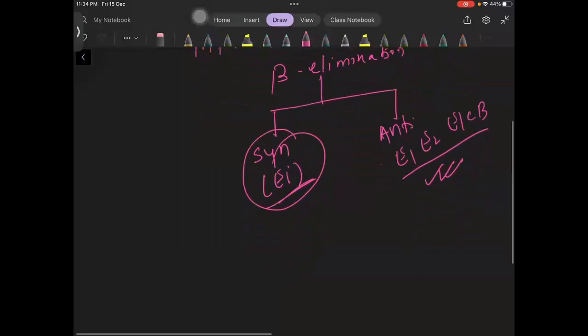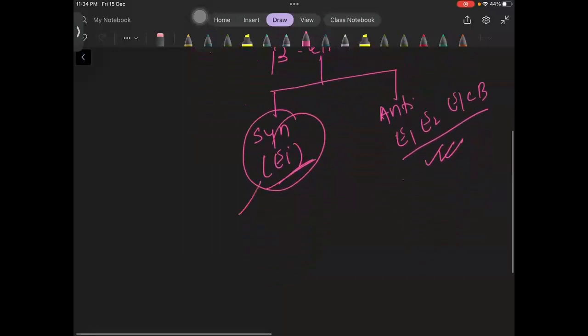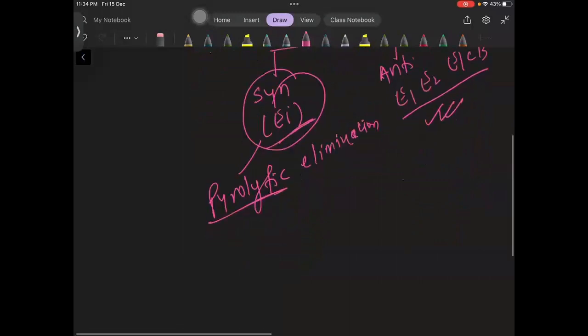Students, Ei elimination is pyrolytic elimination. Pyrolytic means what? When we simply supply temperature, that reaction will be favored. No inert gas, no solvent, no base, no acid will be required for the Ei reaction. So simply when we supply the temperature, the elimination will take place.